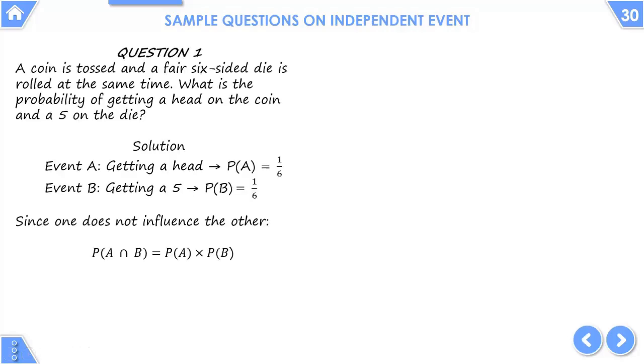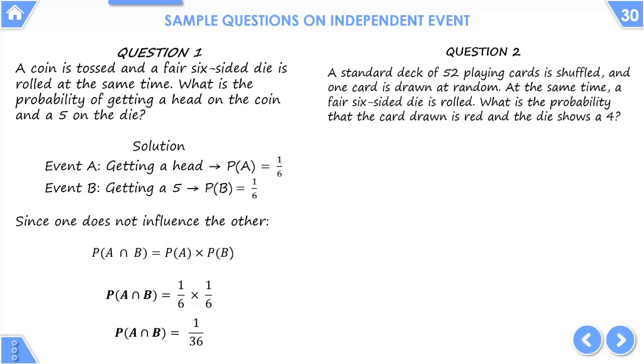Because they will not affect each other in terms of their outcomes, we have this particular rule to help us simplify. This is the multiplication law of probability for independent events, which do not affect the result of each other. So then we have 1 out of 2 times 1 out of 6, and we get 1 out of 12. Let's look at another question.